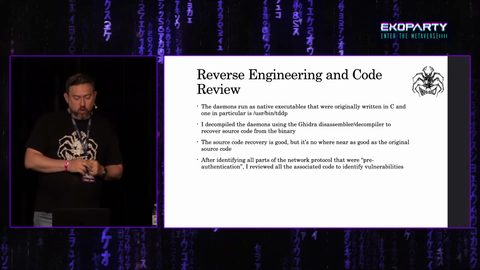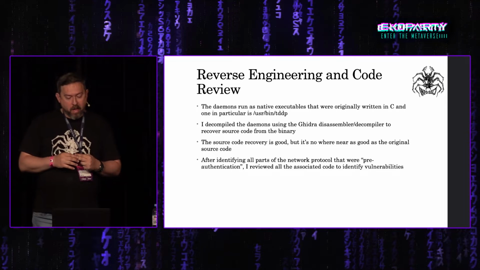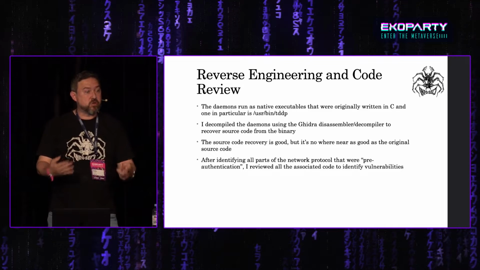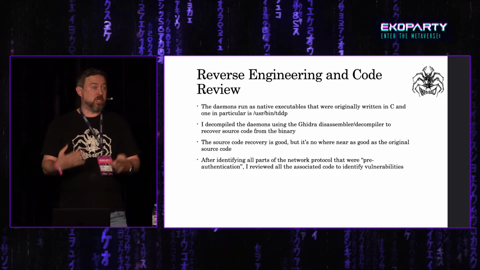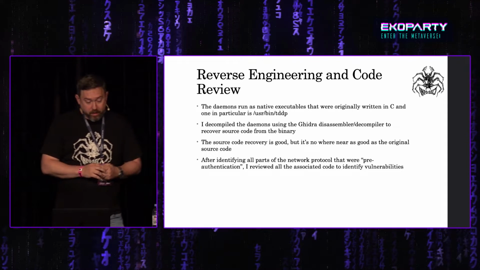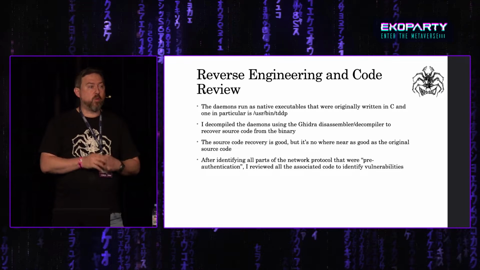The binary is called TDDP. It's the TP-Link Device Discovery Protocol. Pretty standard: you pull it into Ghidra, decompile it, and start reversing it to try to find some bugs. Obviously, the source code from Ghidra is good, but not as good as the original source code. What I did was look at all parts of the network protocol that were pre-authentication.